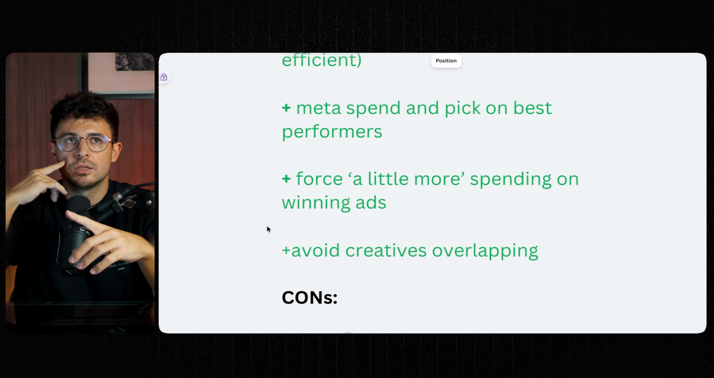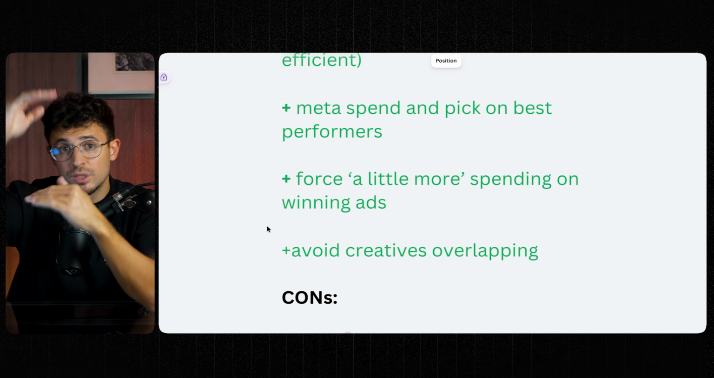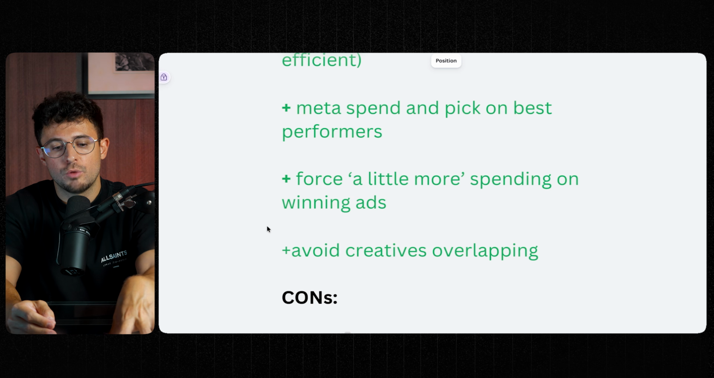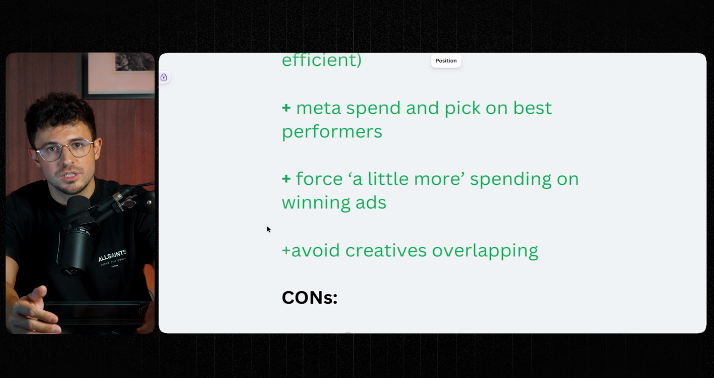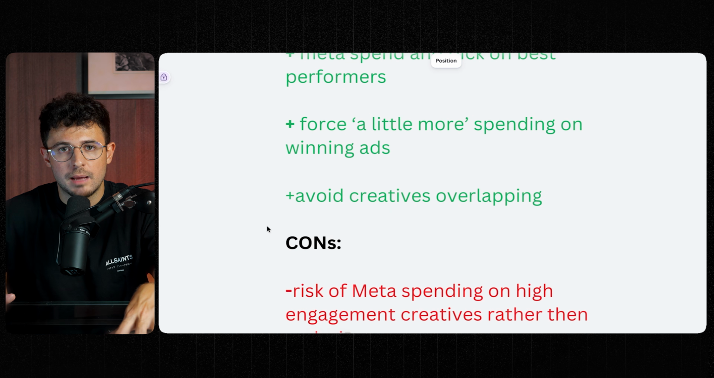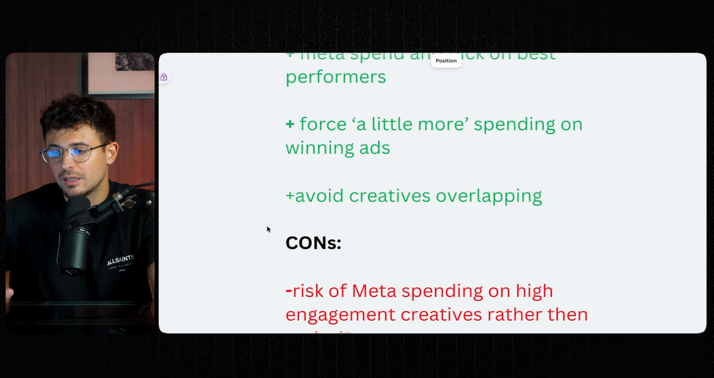And when you don't create a new ad set, usually Meta really picks the best performing ad within the single ad set, because when you launch a new ad set, usually Meta starts spending a little bit more budget, so there is this kind of forcing situation. And also this one, it avoids creatives overlapping because you're not duplicating creatives around.